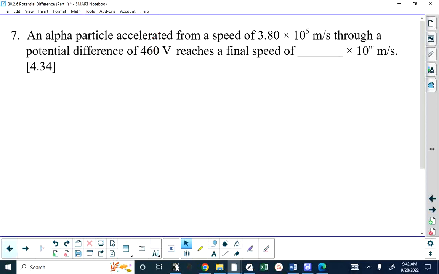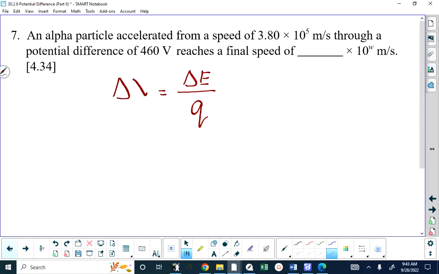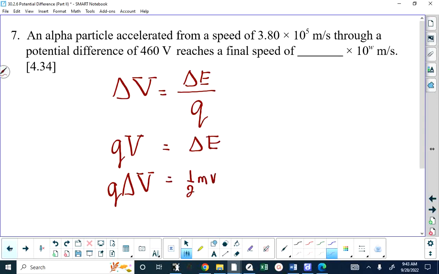So again, I'm not going to crunch the numbers here. You can do it on your own. Change in energy over charge equals potential difference. So if you cross multiply, you get this. This is kind of the starting point. This E is energy. So that means Q delta V, I missed my delta here, but that's okay, equals 1/2 mv squared final minus 1/2 mv squared initial.